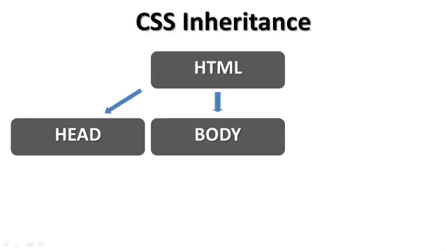And what do you get with a hierarchy? You get inheritance. Now, we don't care about the head element because we don't style anything in there. Remember, we put our CSS in there, but everything that we are styling goes against elements that are within the body element. So that's all we care about.